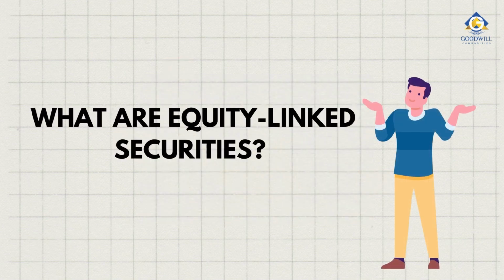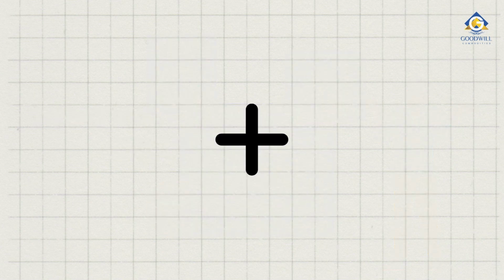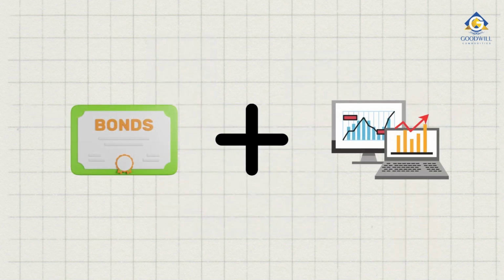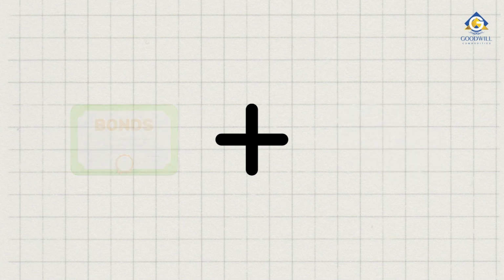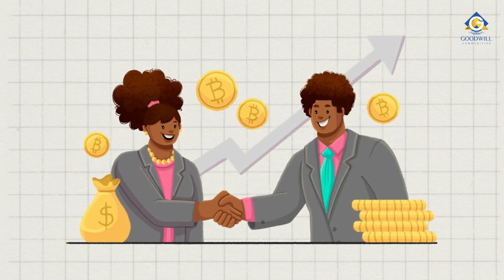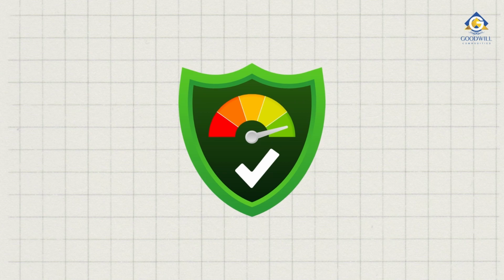So, what exactly are equity-linked securities? Well, equity-linked securities are financial instruments that combine features of both bonds and stocks. They are designed to offer investors the potential for higher returns while still providing a level of safety.